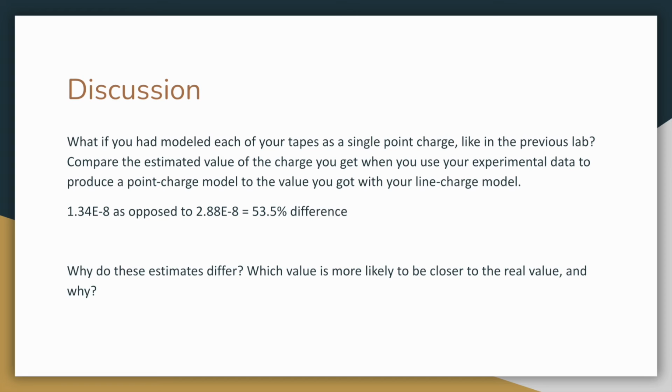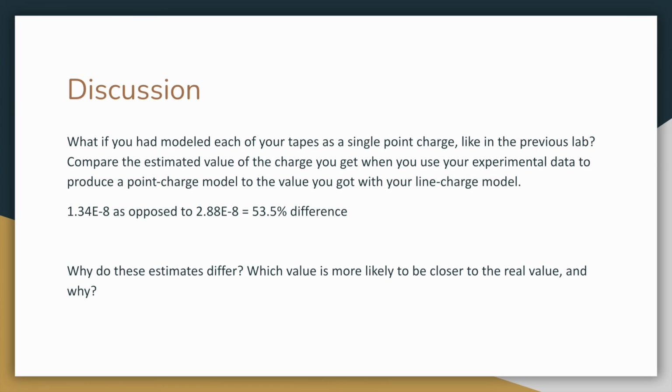Had we modeled our tapes as a point charge, as in the previous lab, the gravitational and electric forces would not have been equal as we saw in previous slides, suggesting that the point charge model was not at all accurate. As you can see, 1.34 times 10 to the negative 8th versus 2.88 times 10 to the negative 8th produces about a 53.5% difference, meaning that the line charge model was significantly more accurate than the point charge model.